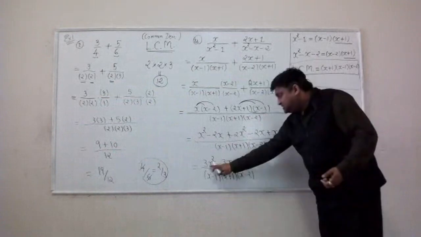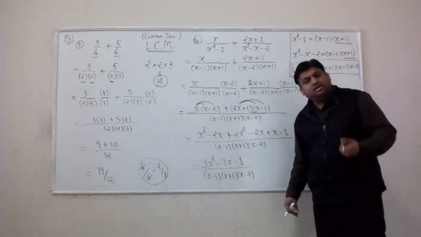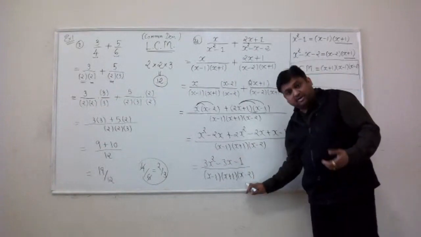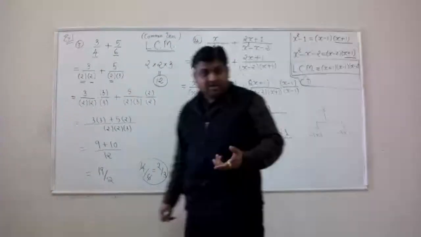Meaning this trinomial is a non-factorizable trinomial. Meaning we cannot simplify this any further, and that is really the end of the story, right?